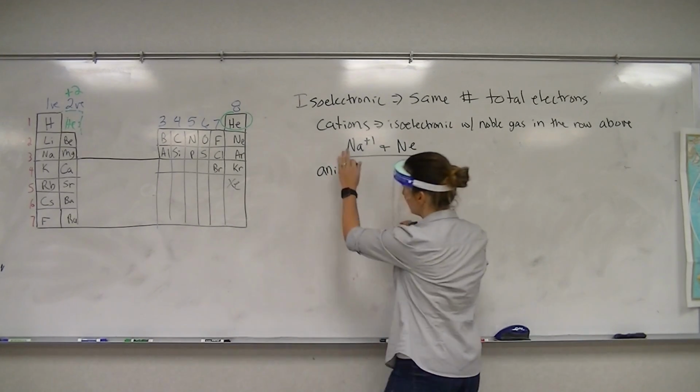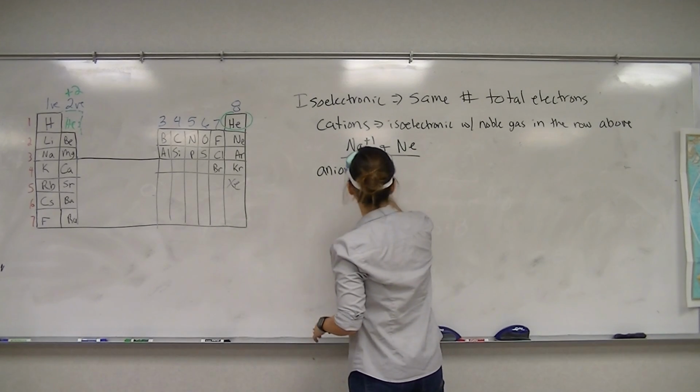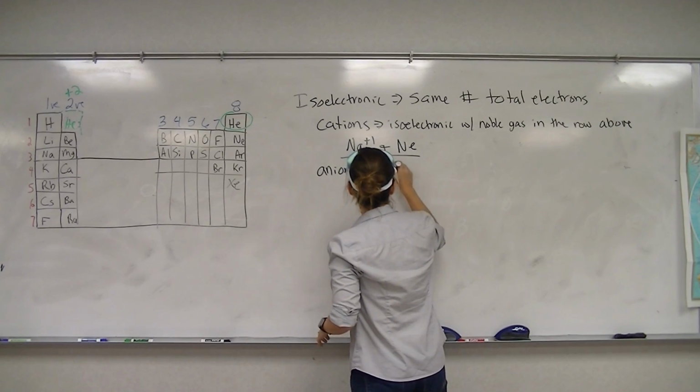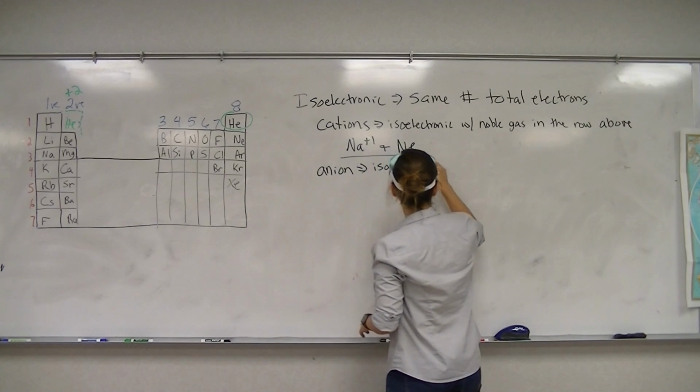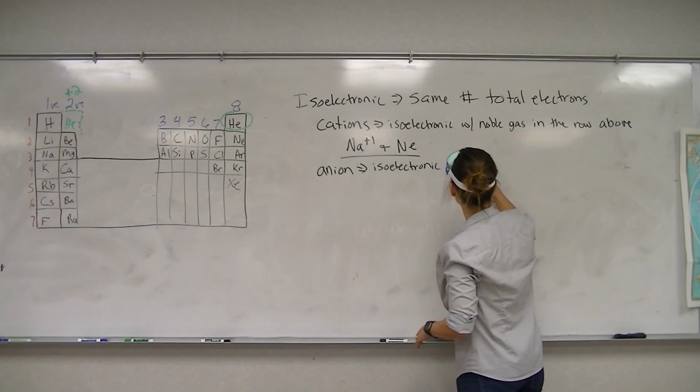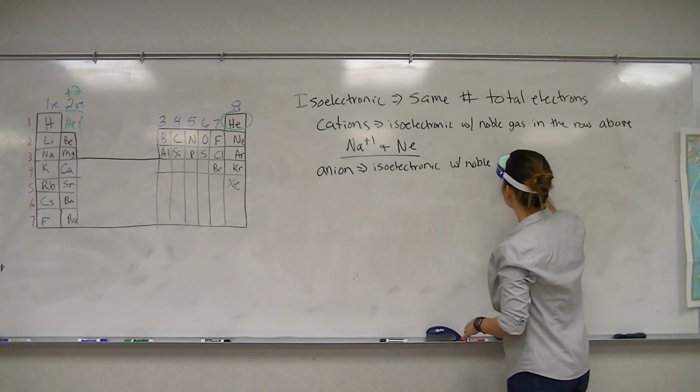Since we talked about the cations, let's look at the anions. The negatively charged ones are isoelectronic with the noble gas in the same row.